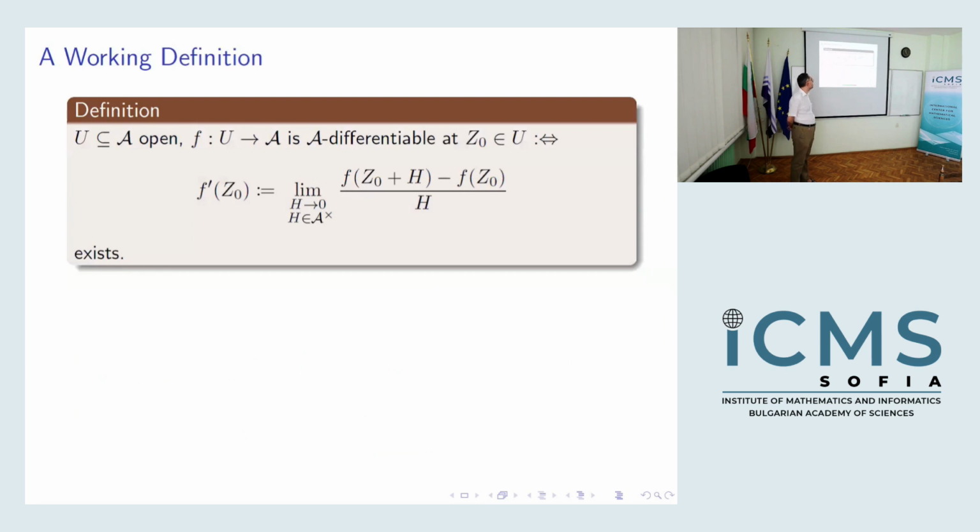Right, let's go back to the fundamentals. We need to give some definition, of course, and we can simply appropriate the definition from the complex analysis of a single variable. We take an open subset of the algebra. A function from this open subset to the algebra is called A-differentiable if the familiar differential quotient exists as a limit. Of course, we have to be careful that h approaches zero through the invertible elements of A, so that the quotient is well defined. This works because the group of units of the algebra is an open dense subset of the algebra.